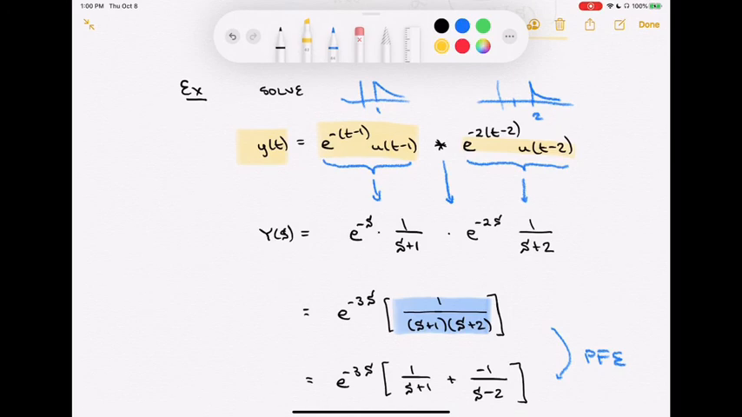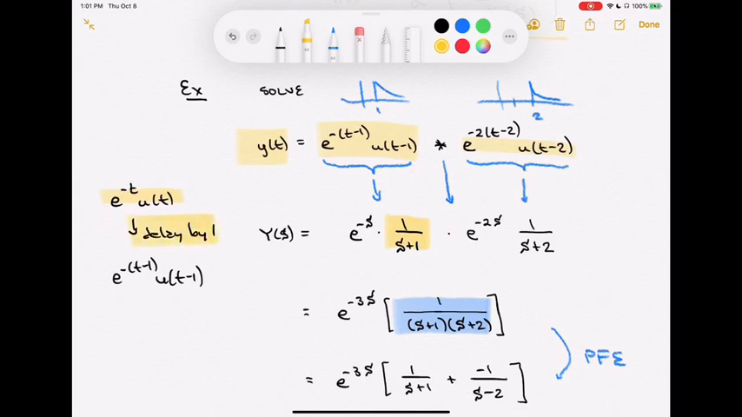e^(-(t-1)) u(t-1). That looks like what? If I look at e^(-t) u(t), and I delay it by 1, I get e^(-(t-1)) u(t-1). Okay, so I have already seen the transform of something like e^(-t) u(t). That's actually in my transform tables. That's 1 over s plus 1.